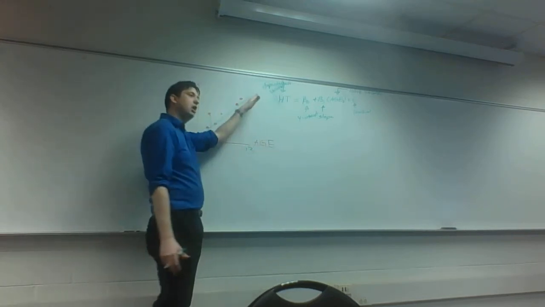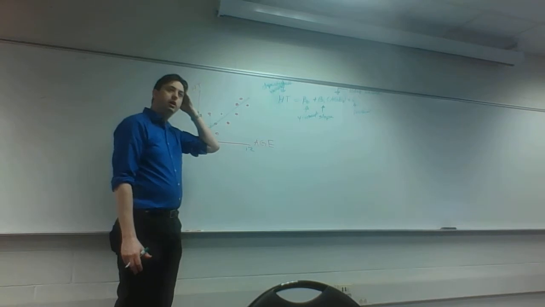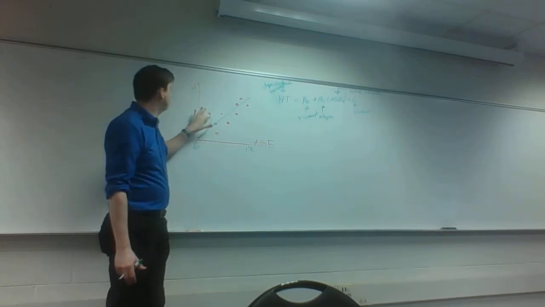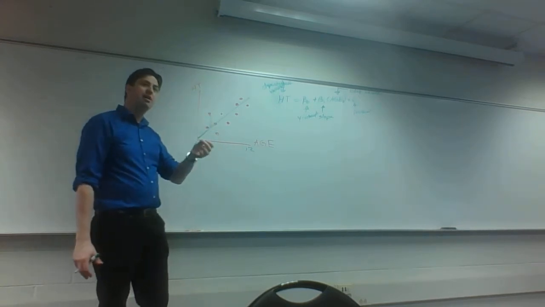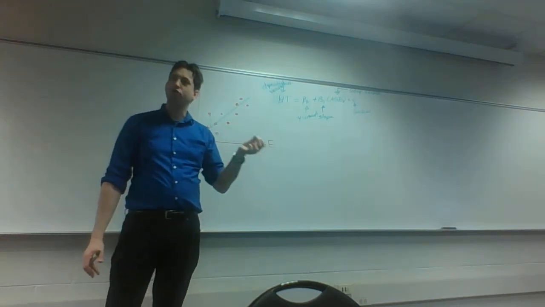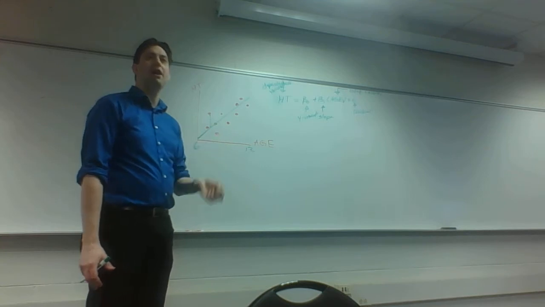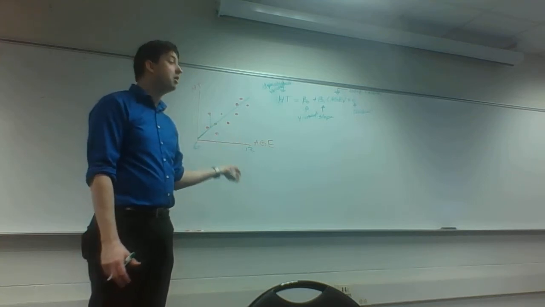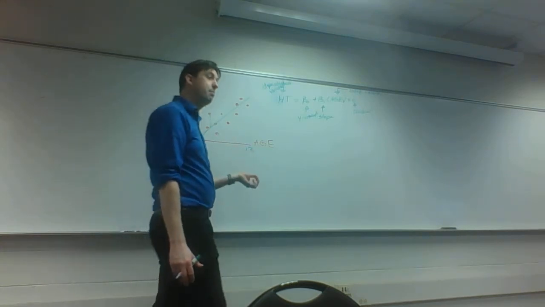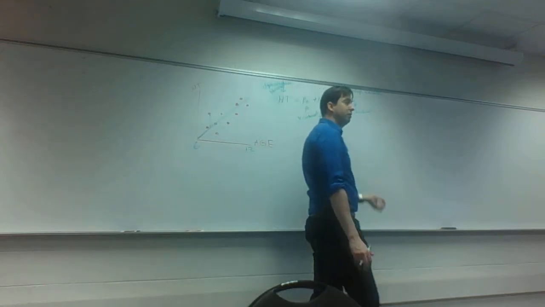The goal of this line is to take all these residuals, square each value, and add up all those squared values, and that result is the smallest it could possibly be. If you were to draw a different line, this sum of squared residuals would be larger.